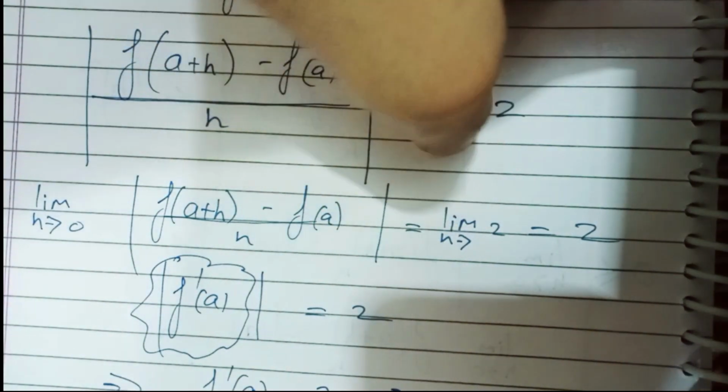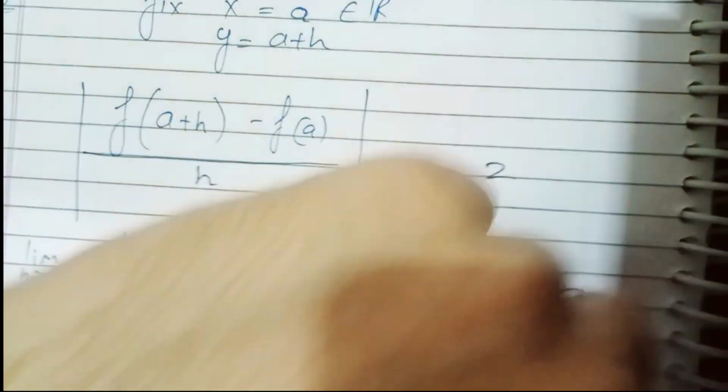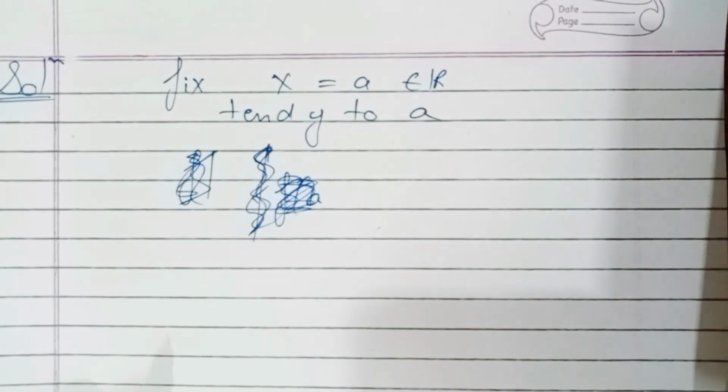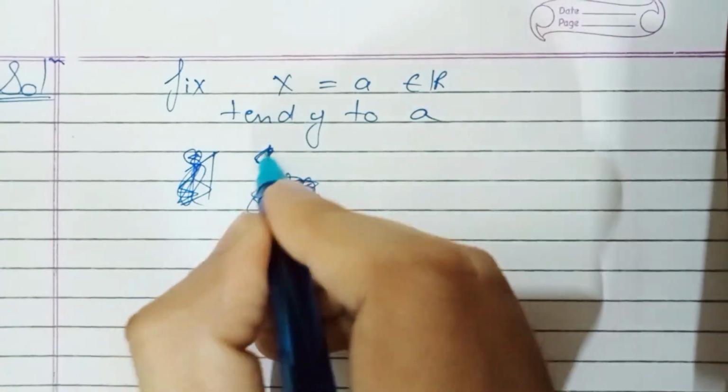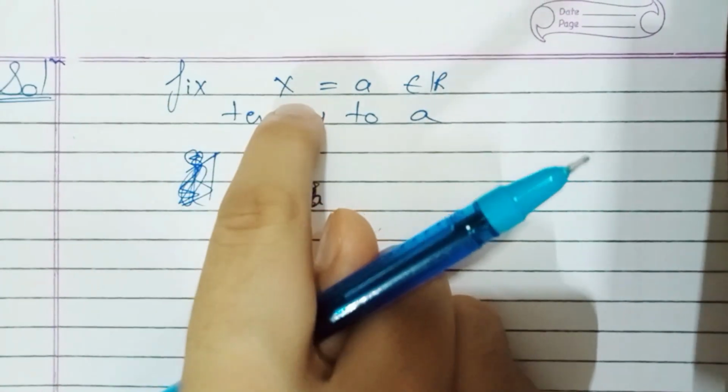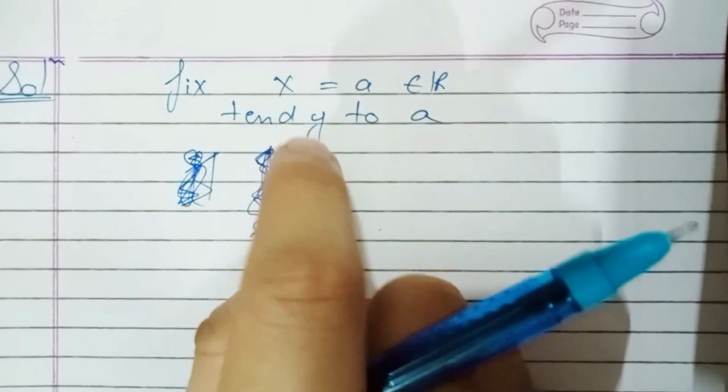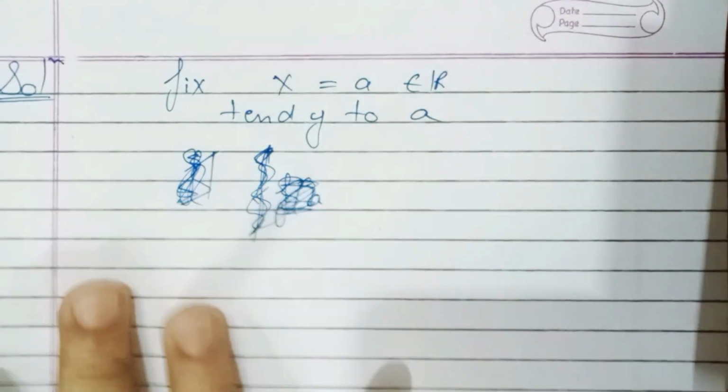So what can we do in this example now? How to solve this problem? So that's what I will do here. This is how the solution would go. First I'll fix x equals to a, and then I tend y to a.